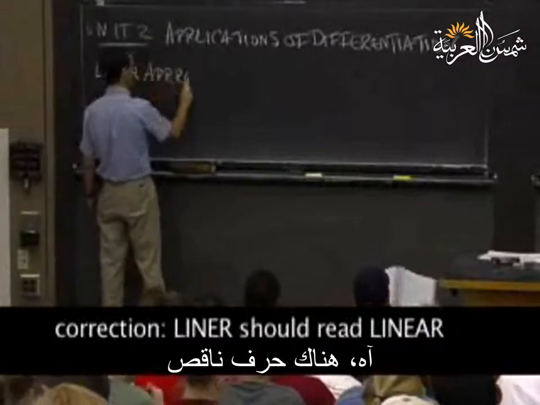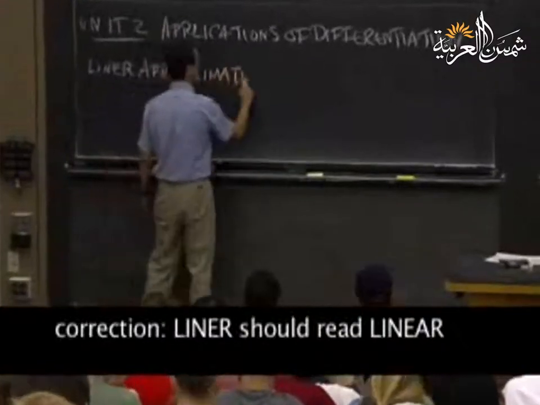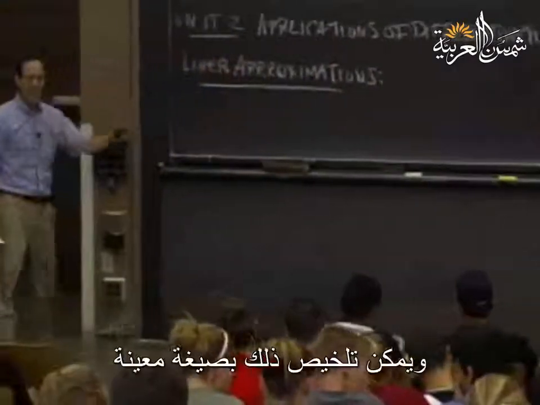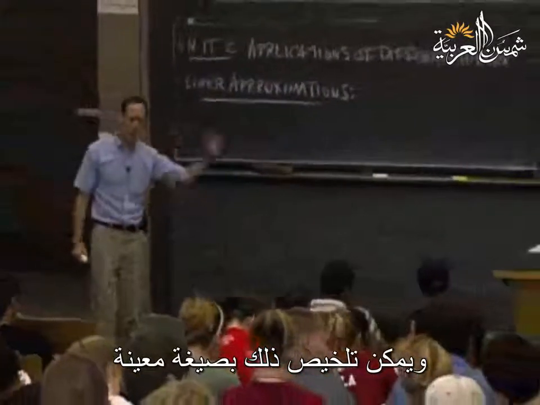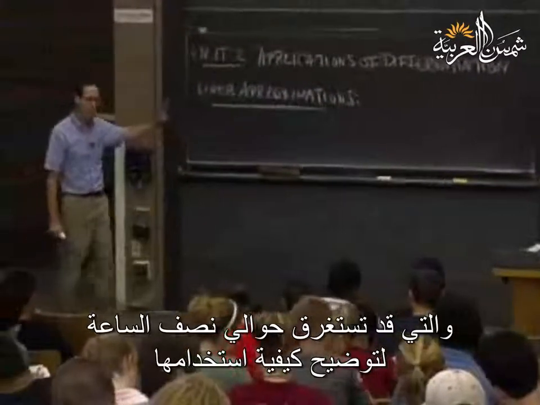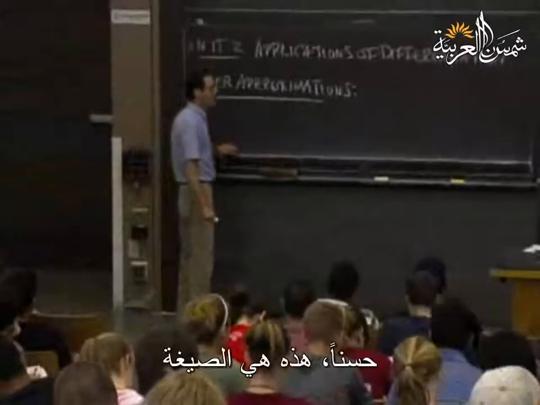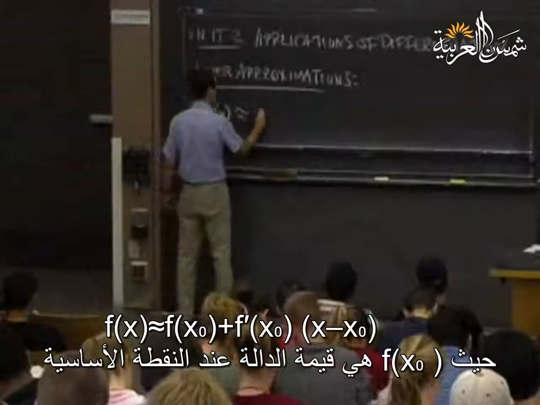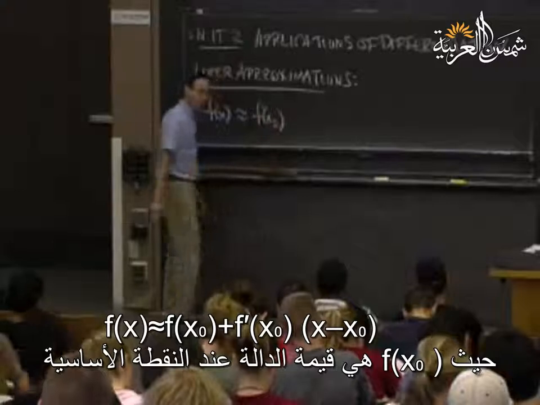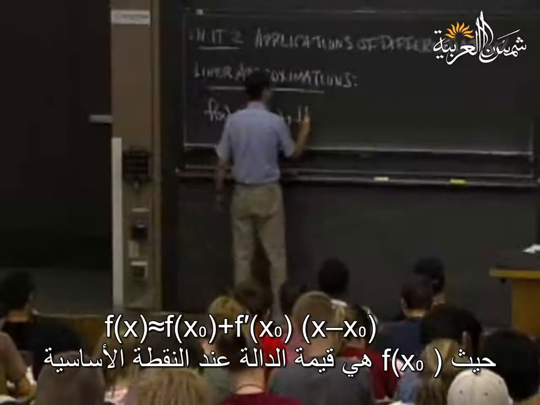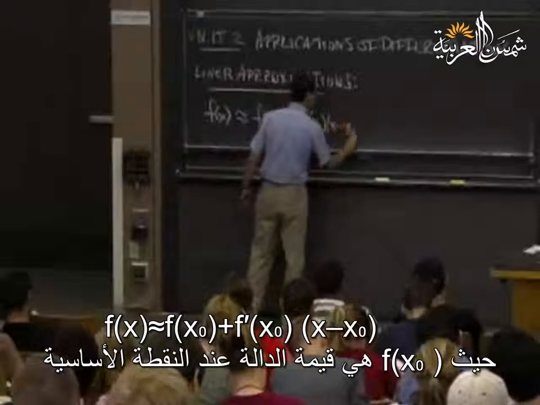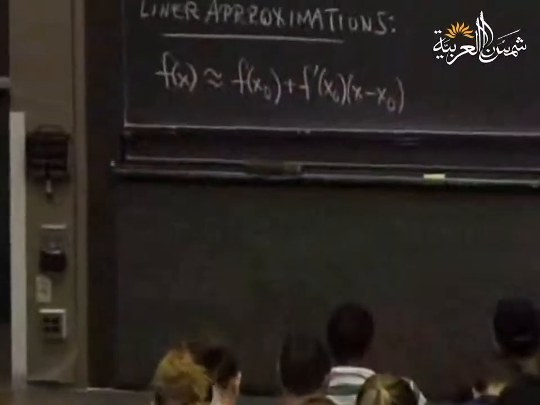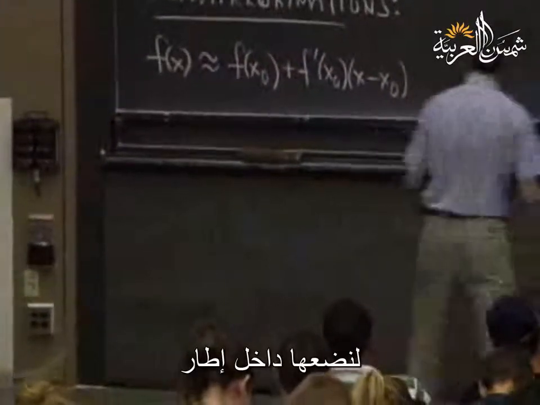Approximations. So that can be summarized with one formula, but it's going to take us at least half an hour to explain how this formula is used. So here's the formula. It's f of x is approximately equal to its value at a base point plus the derivative times x minus x0. All right, so this is the main formula for right now. Put it in a box.